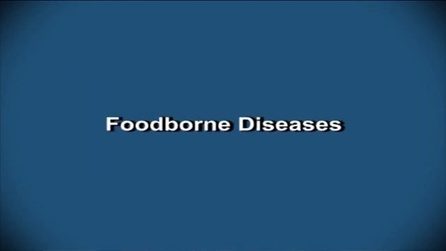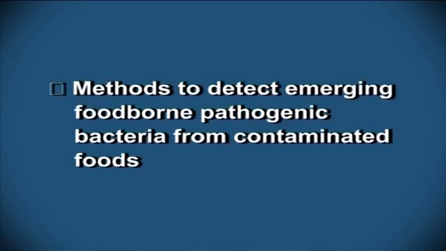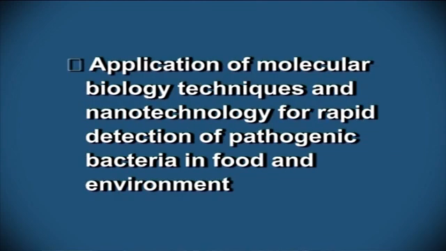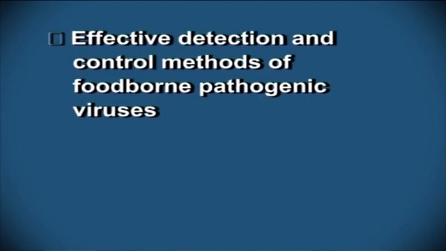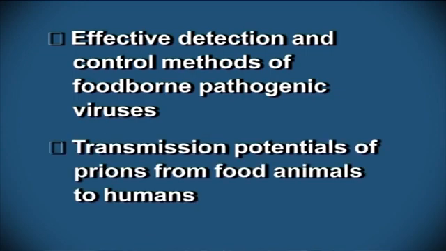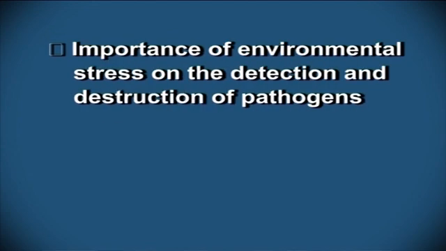Let's know about foodborne diseases: methods to detect emerging foodborne pathogenic bacteria from contaminated foods, application of molecular biology techniques and nanotechnology for rapid detection of pathogenic bacteria in food and environment. Effective detection and control methods of foodborne pathogenic viruses. Transmission potentials of prions from food animals to humans. Importance of environmental stress on the detection and destruction of pathogens.